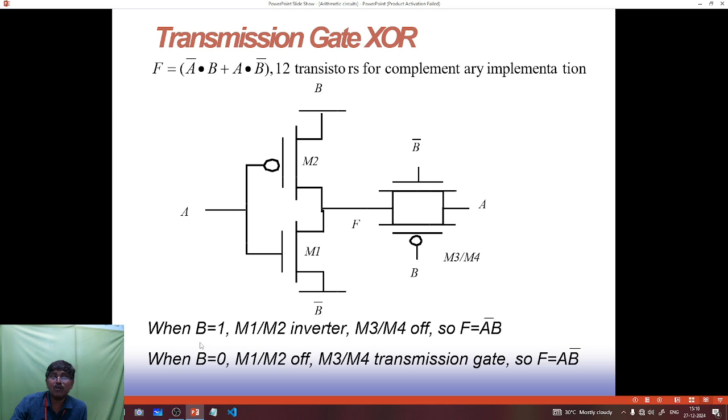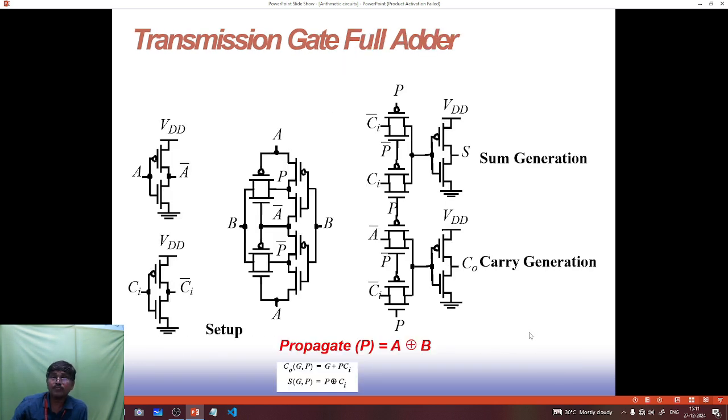So when B is equal to 1, the M1 and M2 inverter will be on, and M3 and M4 will be off. So F is equal to A dash B. When B is equal to 0, M1 and M2 will be off, and here it will be 0 and here it will be 1. So M3 and M4 will act as a transmission gate. So F is equal to A B bar.